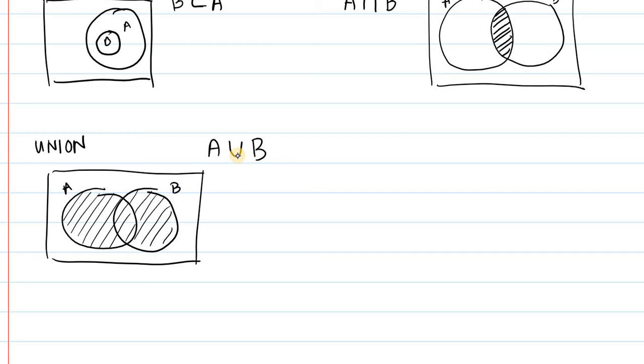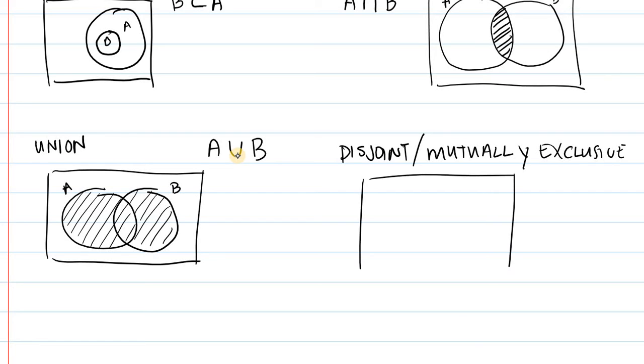Cool? All right, and then finally, if we had a disjoint or mutually exclusive, in that case, here's our universe. But disjoint or mutually exclusive, that means they don't share anything in common. So A is over here and B is over here, and they do not overlap or touch or anything like that.